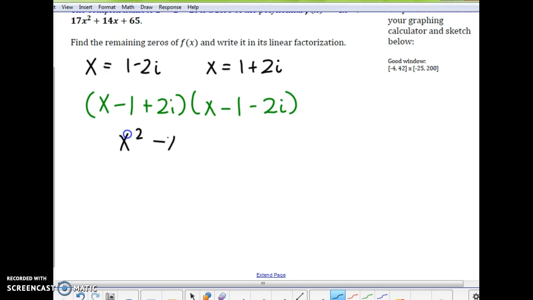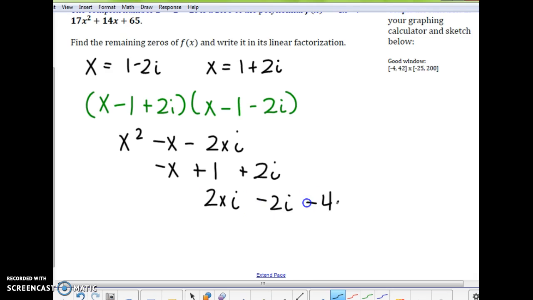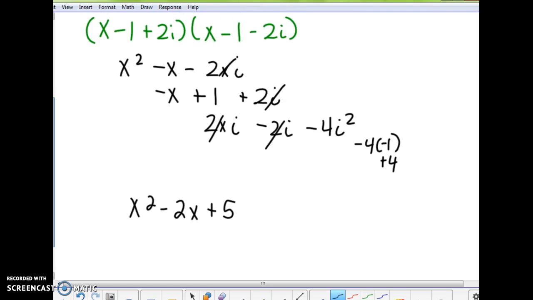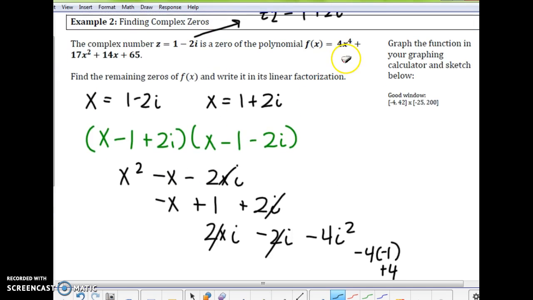So x squared minus x minus 2xi, negative x plus 1 plus 2i, 2xi minus 2i minus 4i squared. Those guys cancel. These guys cancel. This is minus 4 minus 1, so plus 4. So the resulting quadratic I have is x squared minus 2x plus 5. This is the product of these two, which means it needs to be a factor of this.